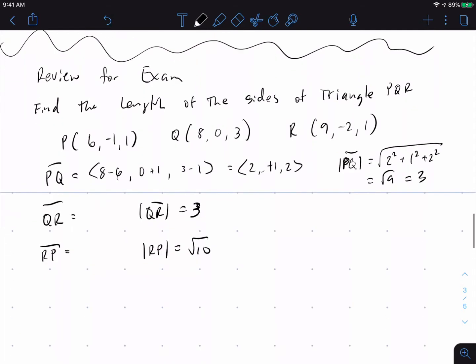No. How do we know it's not a right triangle? The sides are the same. By the Pythagorean theorem, right? A squared plus B squared has to equal C squared for it to be a right triangle. If it isn't, then that doesn't work, and we're going to get 18 is equal to 10. That's not true, so it's not a right triangle. So what type of triangle is it? Isosceles. And the reason it's isosceles is because 2 of the sides have the same length. Okay?